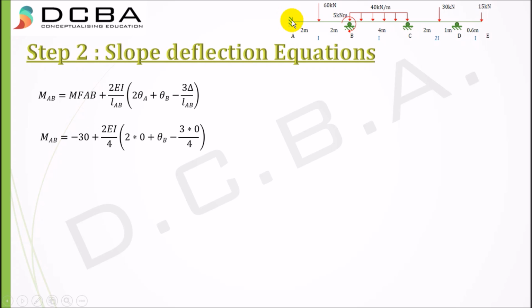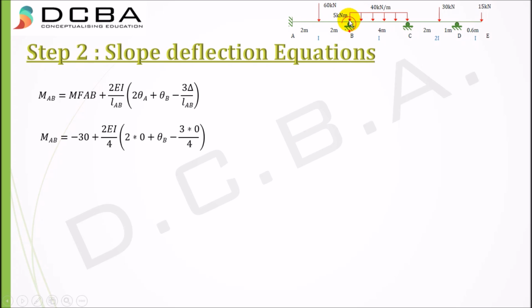Theta A is 0 because since this is a fixed end, there won't be any slope or any rotation at this point. Therefore theta A is 0. Here I have shown why theta A is 0. As you can see here, there is no rotation here, that is why it is 0.